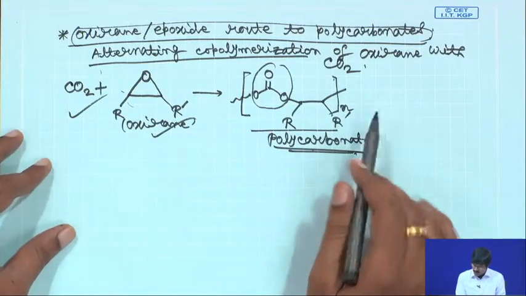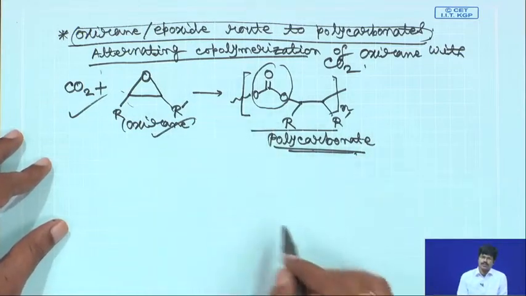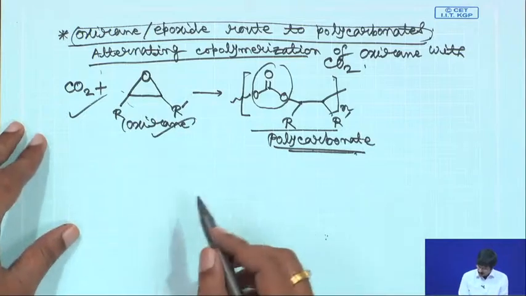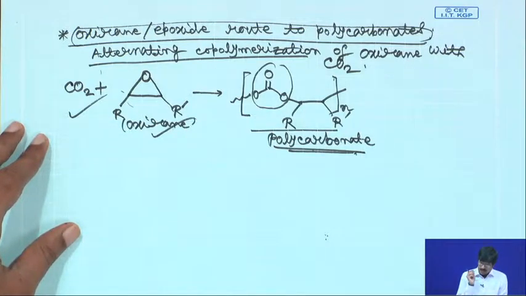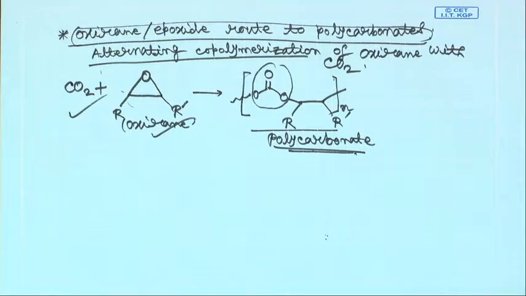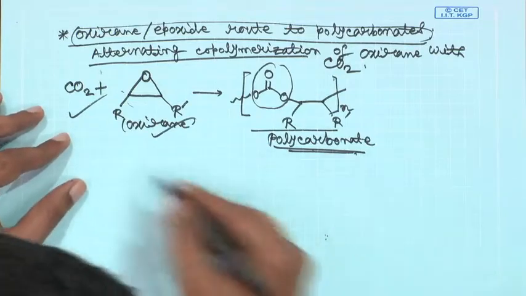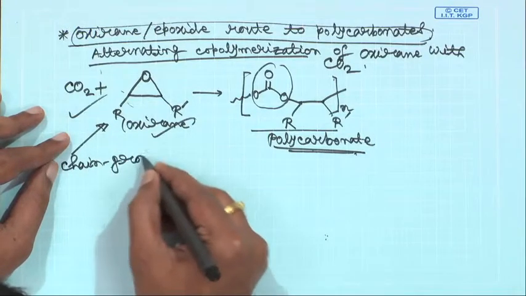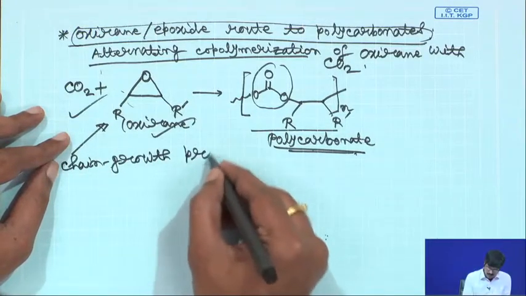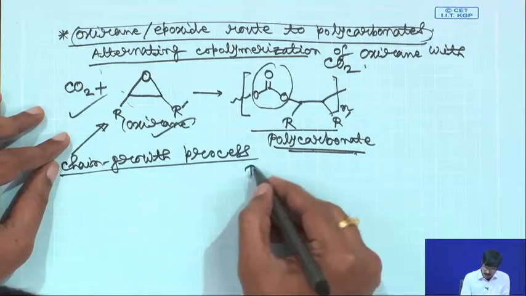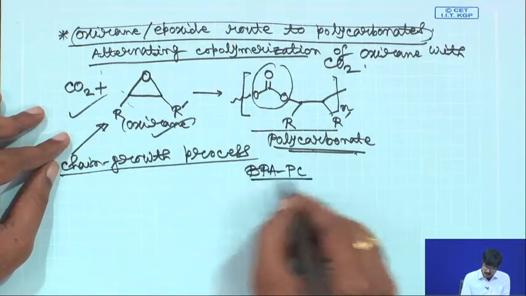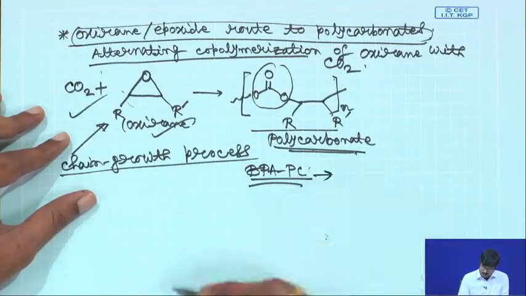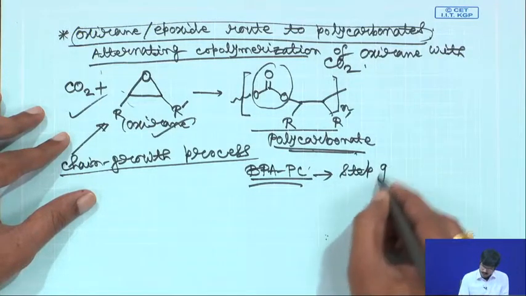Now, this process has advantages over the other industrial processes that we have talked about for the preparation of polycarbonates. How? The BPA, the bisphenol A polycarbonates that are prepared, are basically made by step growth mechanisms. This particular process is a chain growth process. So, when you talked about the bisphenol A polycarbonate preparations, those processes were step growth processes.